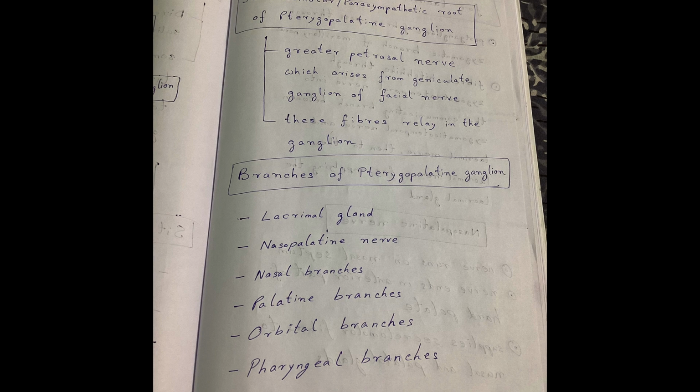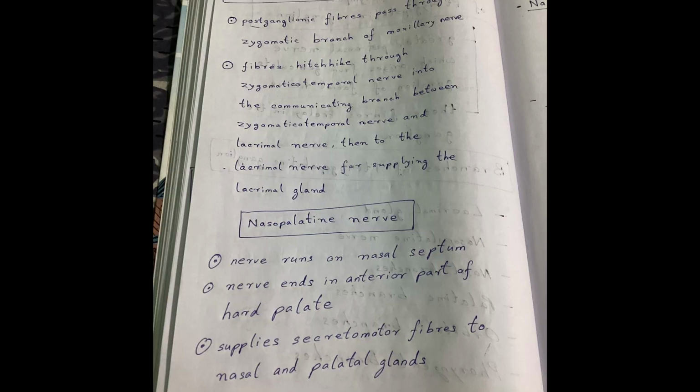Branches of pterygopalatine ganglion: they go to the lacrimal gland. There is the nasopalatine nerve. There are nasal branches, palatine branches, orbital branches, and pharyngeal branches. Let's talk about each of these branches one by one. Branches of pterygopalatine ganglion for lacrimal gland.